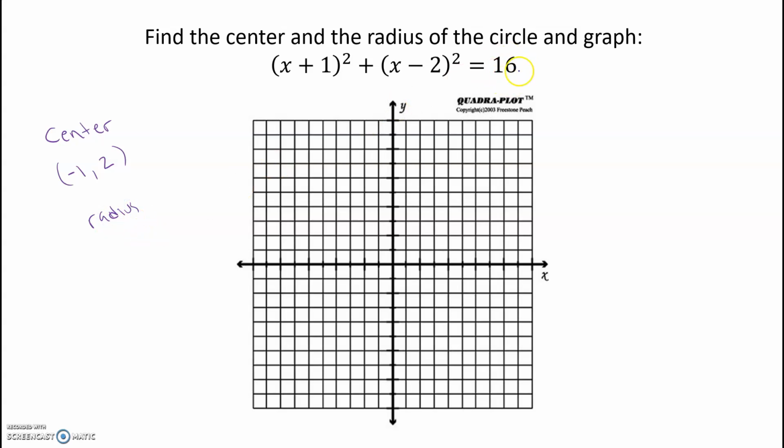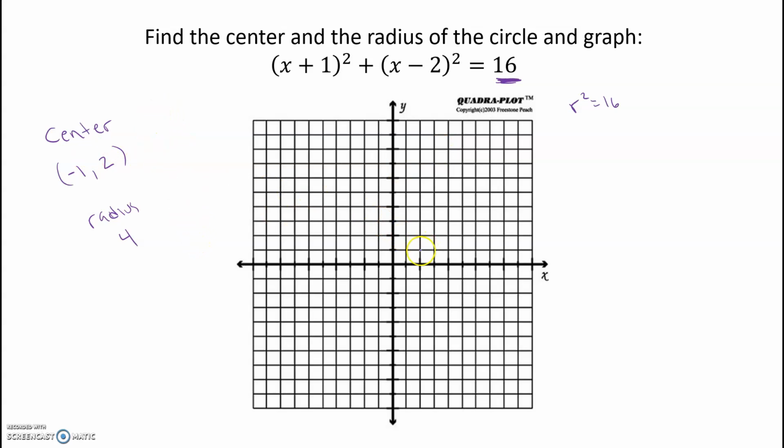Radius, remember this is r squared, so 16 is r squared, right? R squared is 16. So you take the square root, our radius is 4, because 4 squared got me 16 when I plugged it in. Once you have your center and your radius, you're good to go.